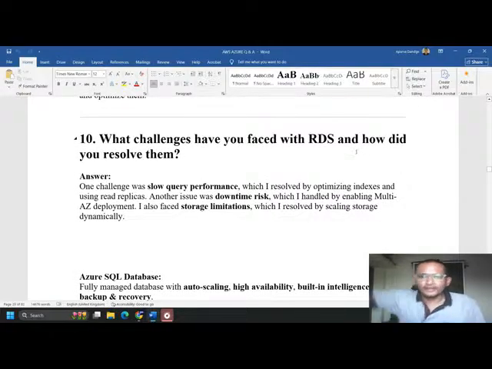What challenges have you faced with RDS? How did you resolve them? One challenge was slow query performance, which I resolved by optimizing indexes and using read replicas. Another issue was downtime risk, which I handled by enabling multi-availability zone deployment. I also faced storage limitation, which I resolved by scaling storage dynamically.